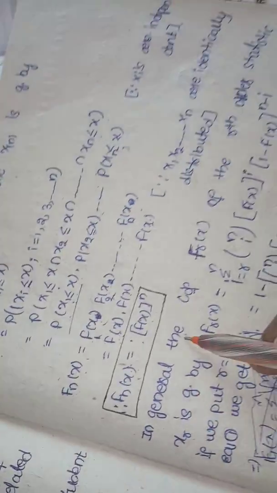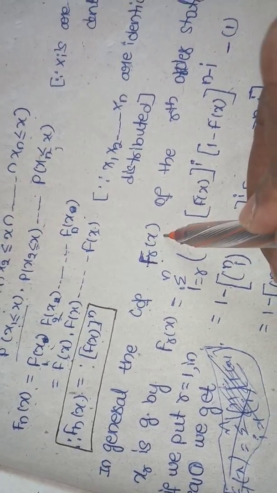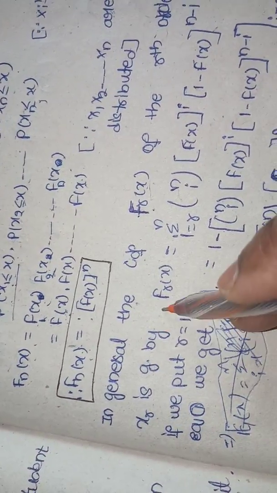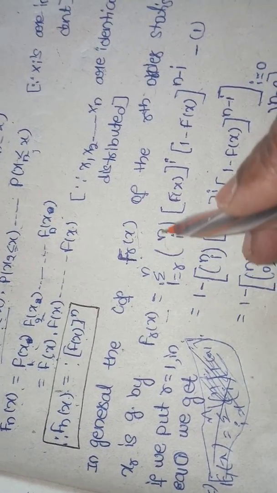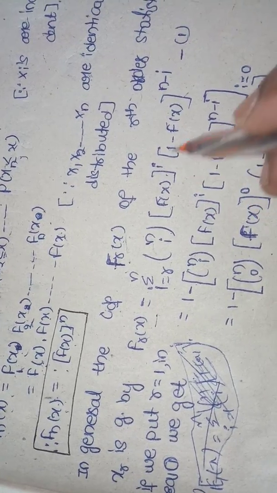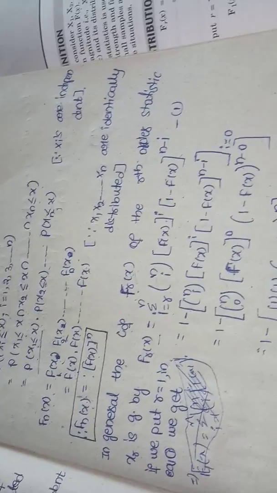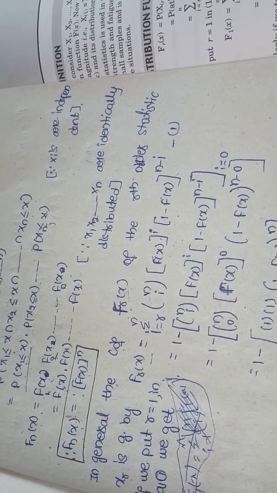So in general, the cumulative distribution function Fr, where r means the rth order and n means the nth order, Fr(x) of the rth order statistic Xr is given by Fr(x) equals summation i equals r to n, nCi F(x) whole power i times (1 minus F(x)) whole power n minus i. How are you getting this equation? By applying the binomial expansion, it looks like that.